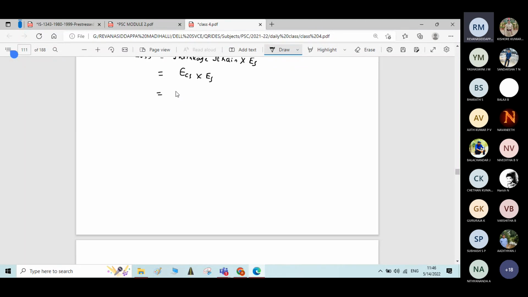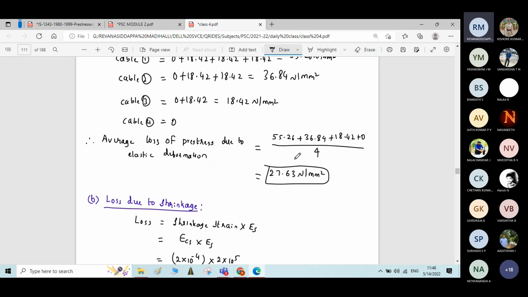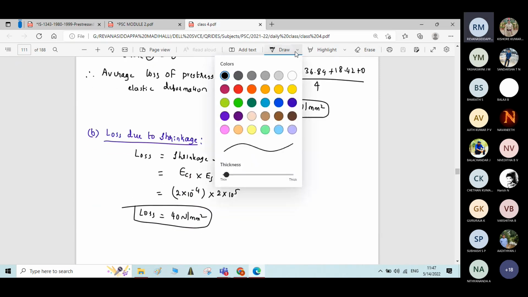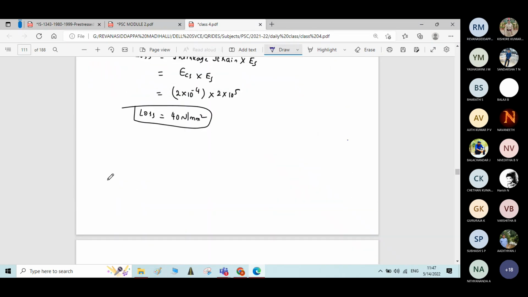So shrinkage strain is 2 into 10 power minus 4, into Young's modulus of steel, 2 into 10 power 5 Newton per mm square. Therefore, loss due to shrinkage is 40 Newton per mm square. Answer is 40, check the answer. Now we have calculated loss due to shrinkage. Next is loss due to creep. We'll calculate C, loss due to creep.